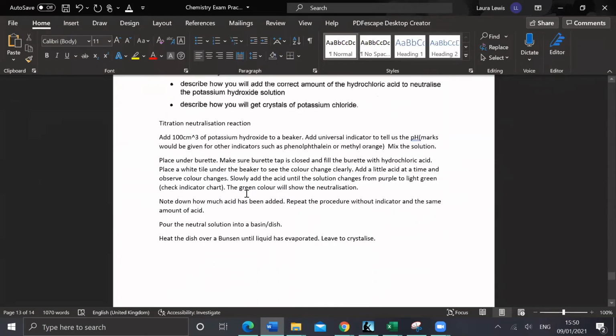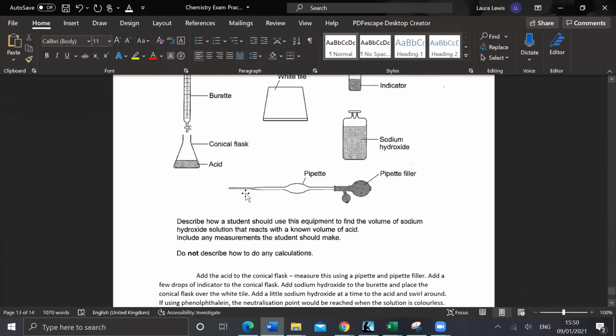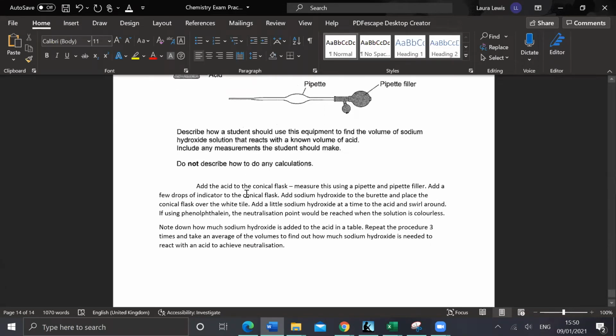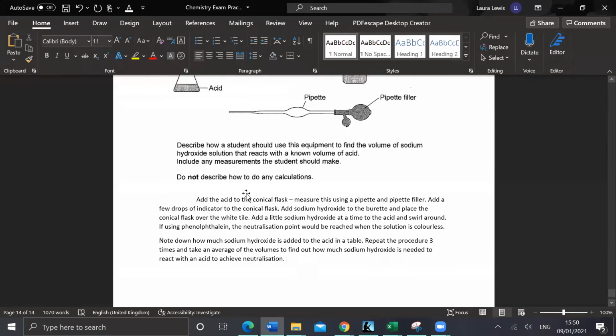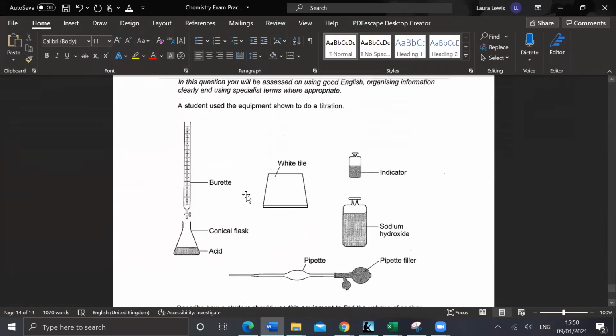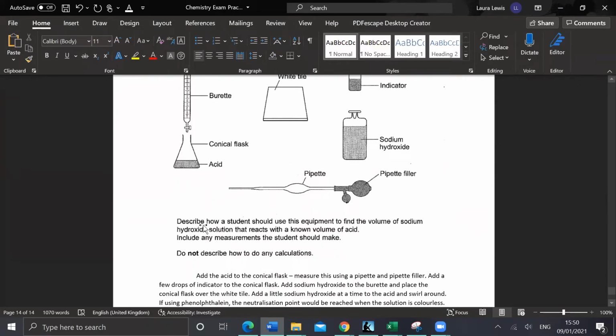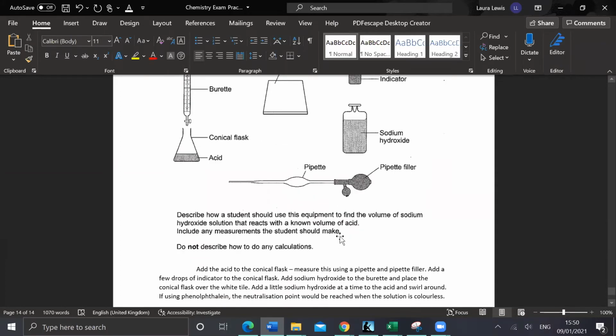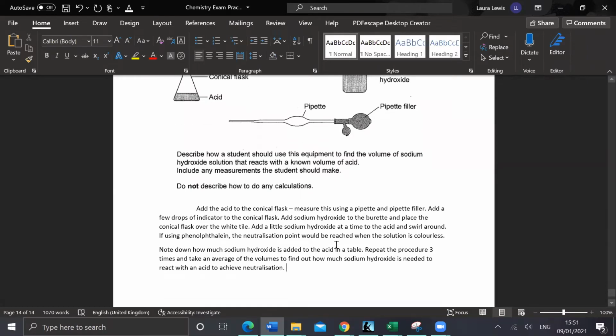So this one was a bit different, about how to get crystals, and this one was actually a bit more basic. This question just asked, if you go back and have a look, how much sodium hydroxide would be required to react with the volume of acid. Include any measurements the student should make. So yeah, repeat the volume. You need to note down the amount of volume added.